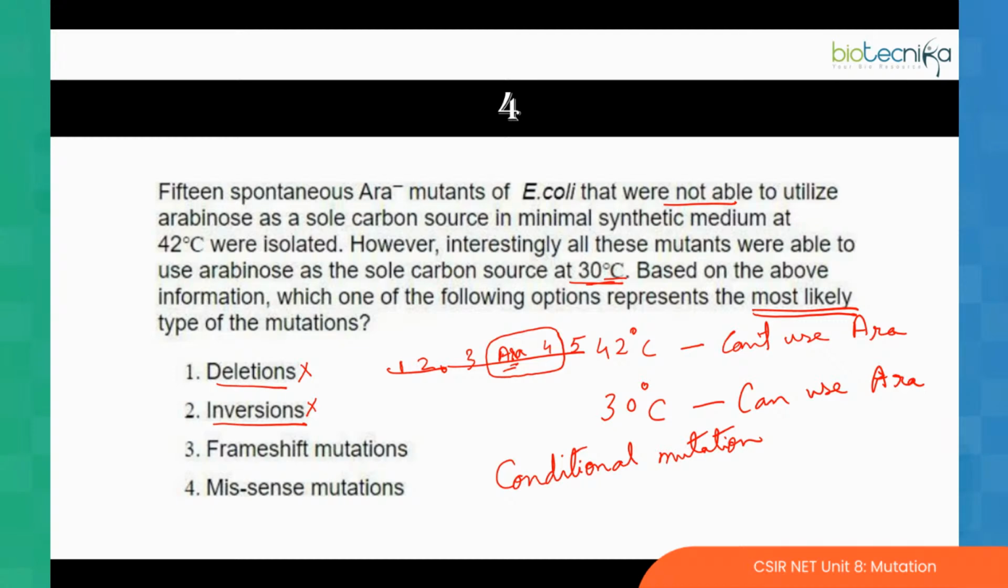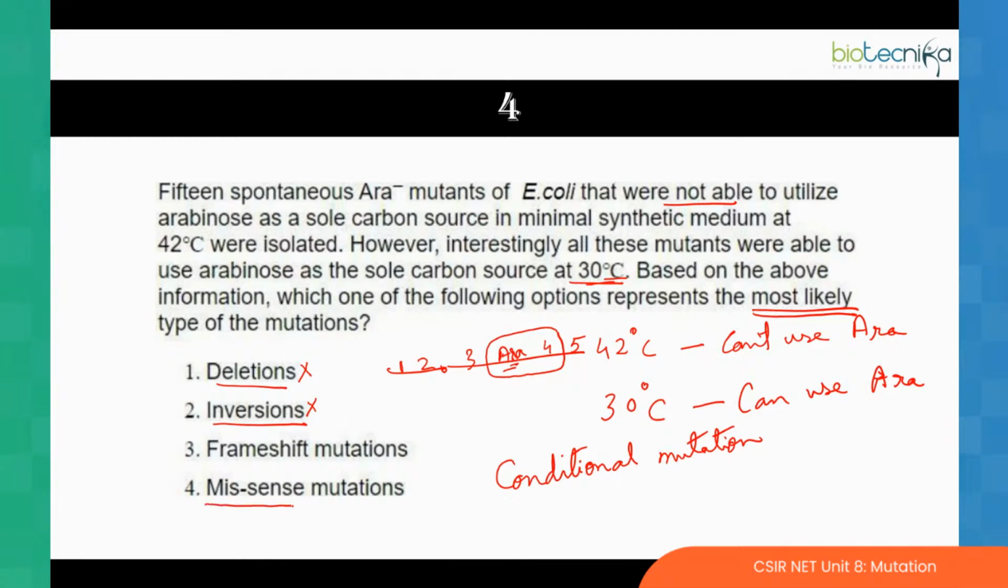What about frameshift mutation? If it happens, we know that it does not only affect the codon where it is happening, but it affects all the subsequent following codons. So a big portion of the protein gets mutated. Frameshift mutation usually happens because of nucleotide insertion or deletion, and that has a major effect on the overall structure and function of the protein. What about missense mutation?